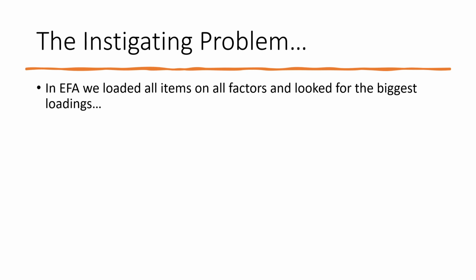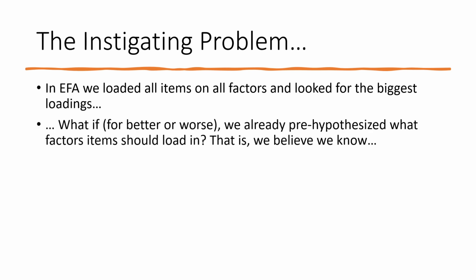But what if we came in? That is, I went and I found a couple of scales, and I said, well, I already know these items go to that factor, and these items go to that factor, and I know there's two factors. What if, that is to say, we already know which factors items should load on? That's already known, and we'll call that pre-hypothesized or assumed. We assume we know which factors which items load on.